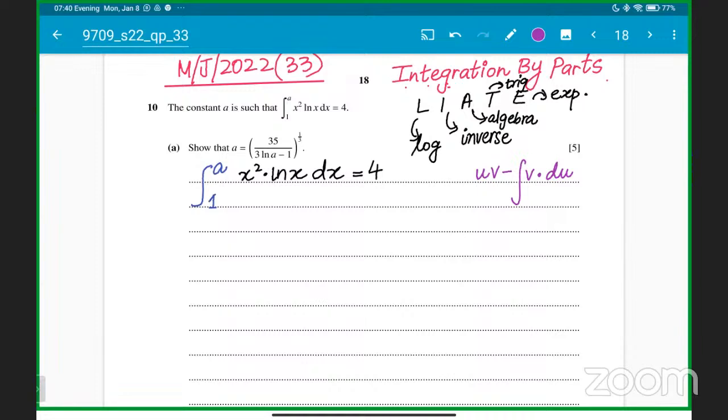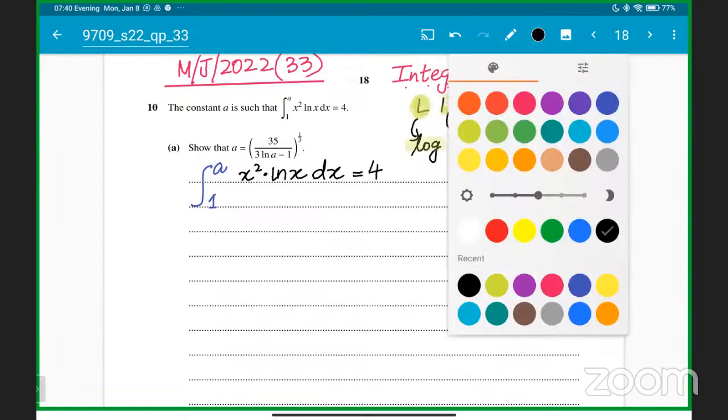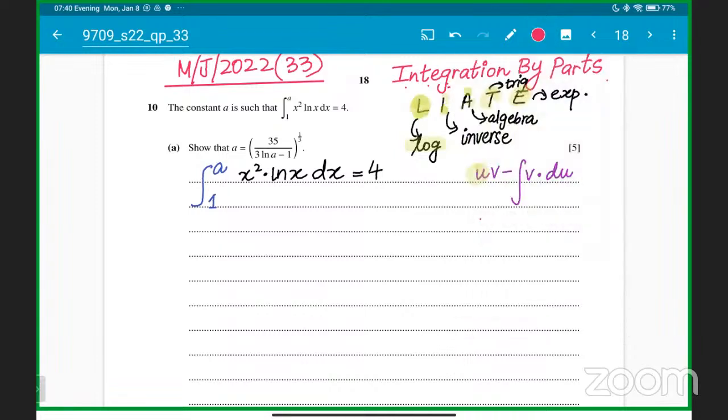Let me know. So whatever comes first according to this order, logs, inverse, algebra, trigonometry, exponential, that becomes our u. So what is coming first? We can clearly see logs are coming first. So u will be equal to ln x, which means you will have to find the differentiation of that. du over dx will be equal to 1 over x. Understood? Got this, guys? This is the first step as well.